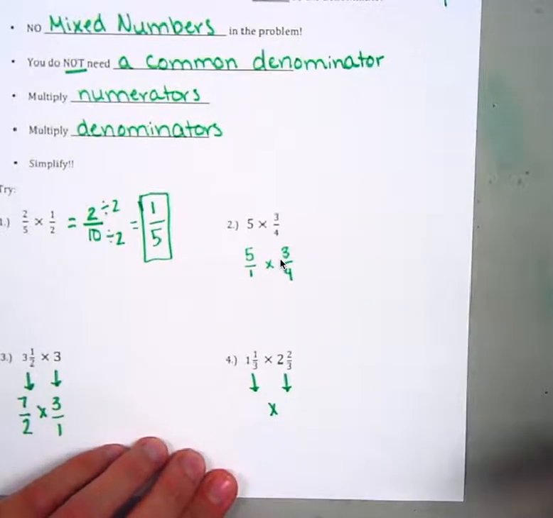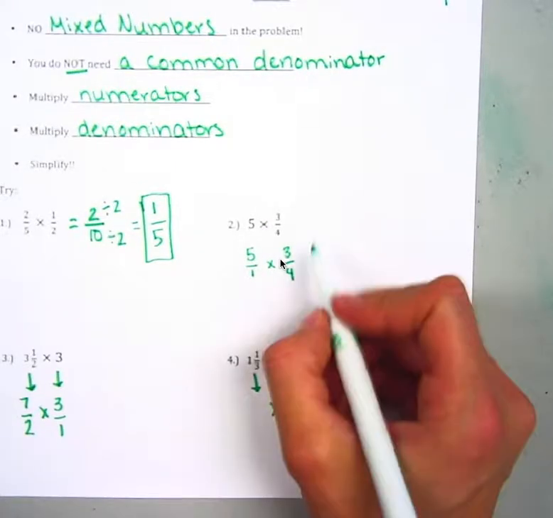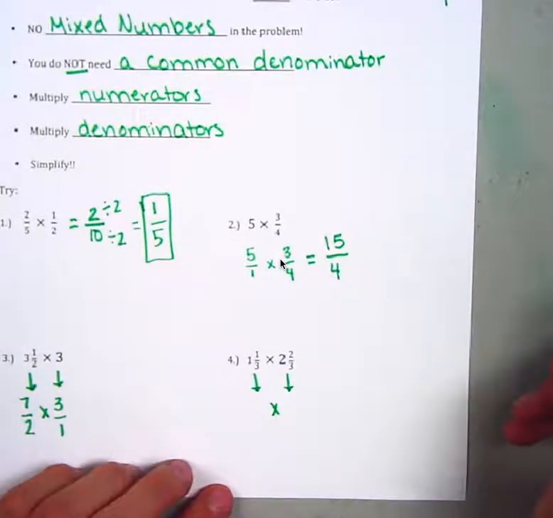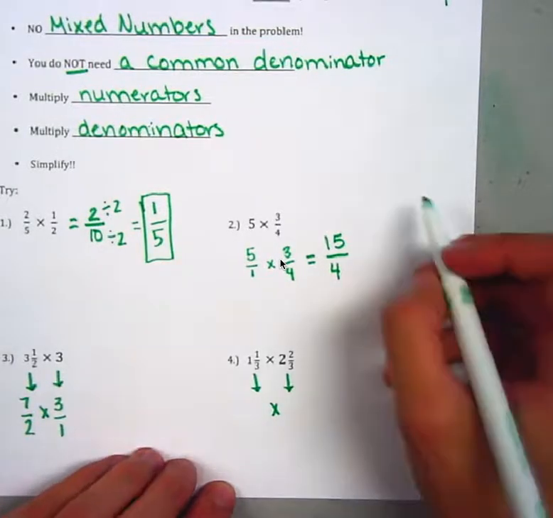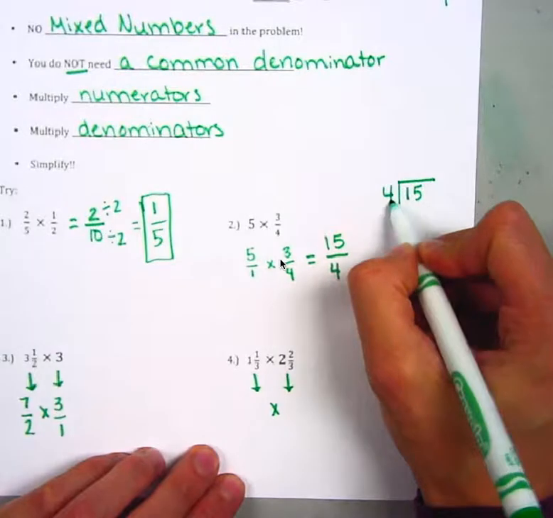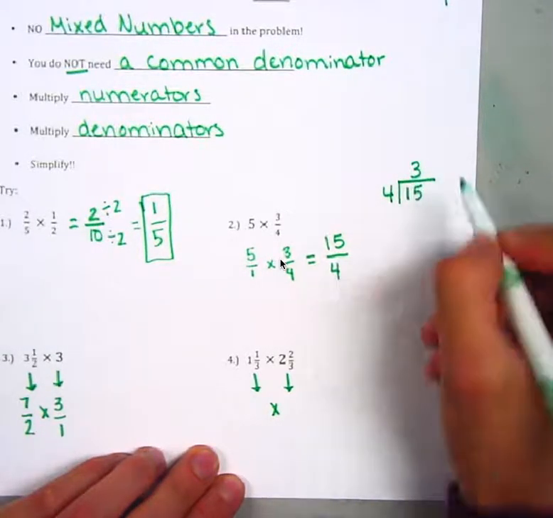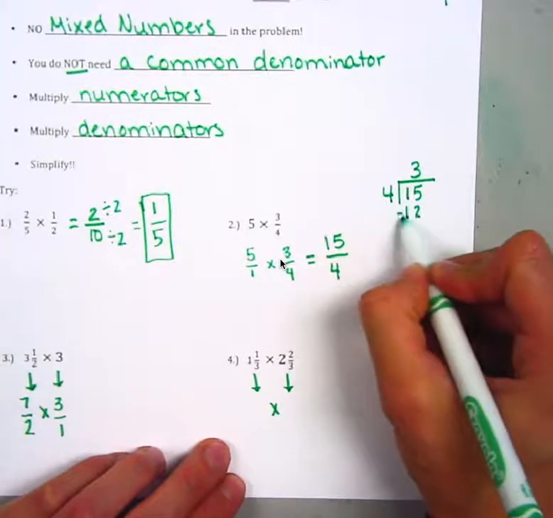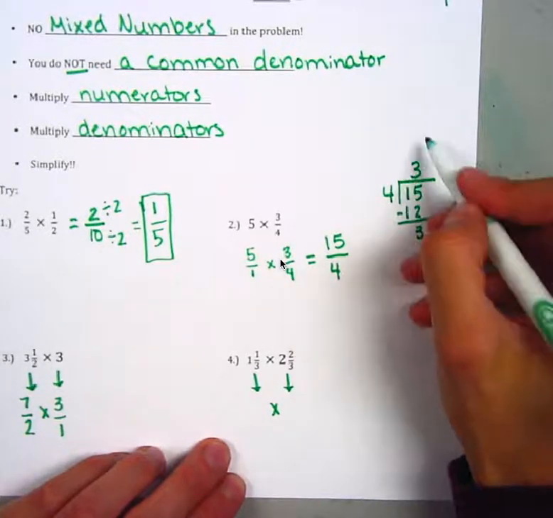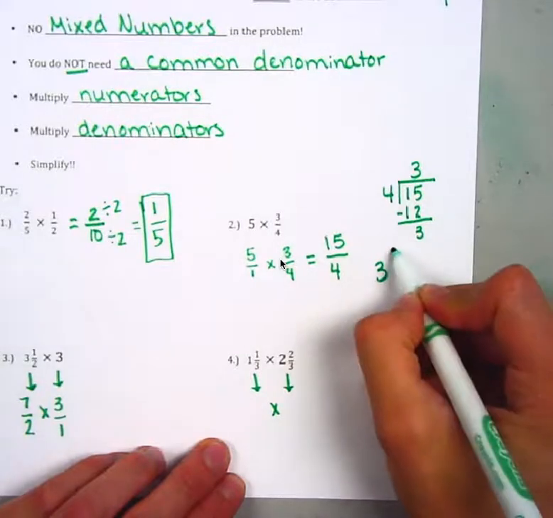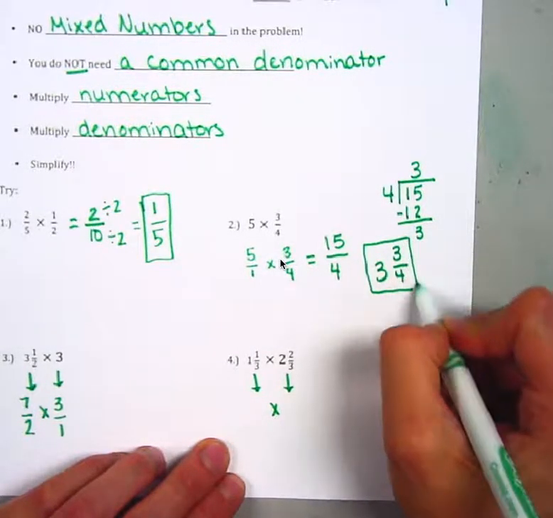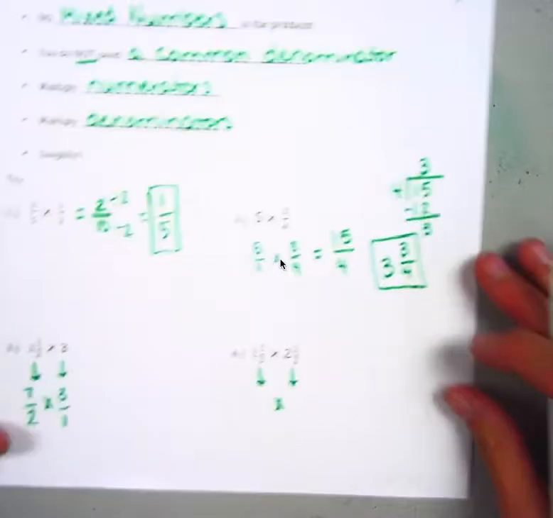For number 2, I can see that I have 5/1 times 3/4, so I get 15/4, which is an improper fraction. So to figure out that as a mixed number, I'm going to divide. 4 goes into 15 3 times. There are 3 pieces left over. So my whole number is 3. There are 3 pieces left over out of 4. That's my answer for number 2.